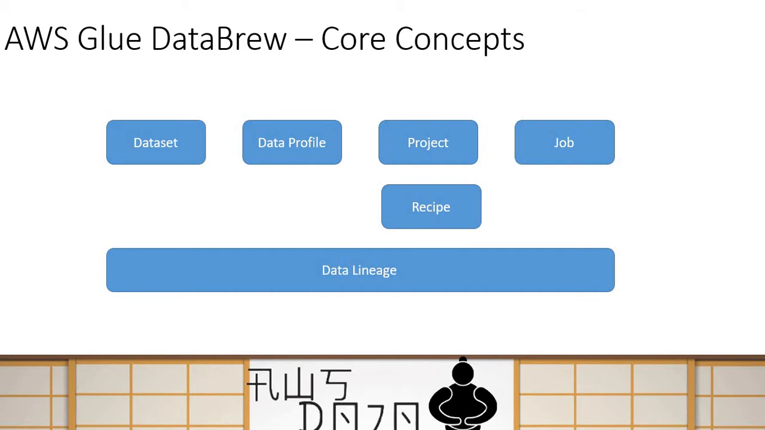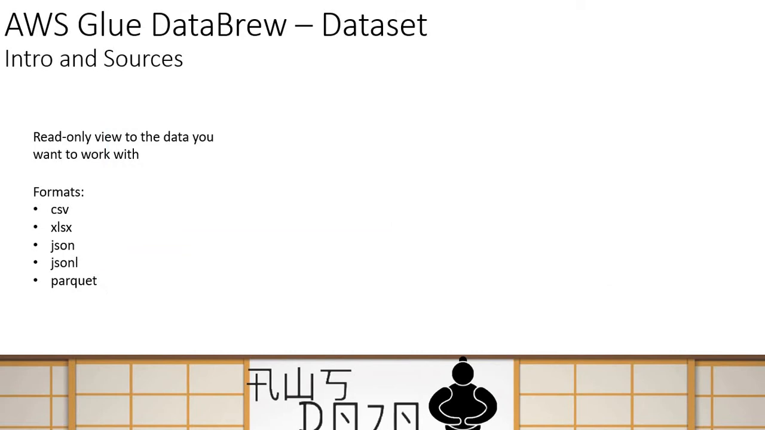Now I'm going to talk about each of these core concepts in more detail so that you understand how these components work and what features or functionalities they provide. So let's start with the data set. As I said, a data set is a way to have a read-only view of your source data, the data you want to work on.